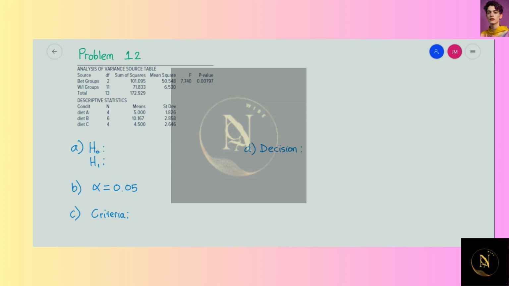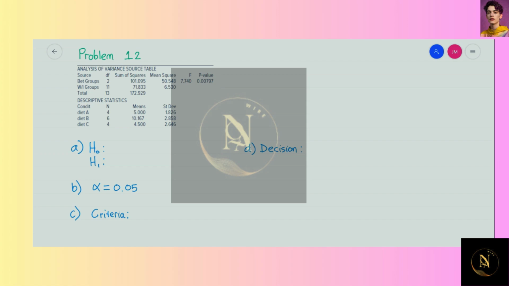In problem 12, we have data on 3 diets that a researcher wants to compare. The researcher wants to see whether there's any difference in weight gains of athletes following one of the 3 special diets. The data shows the weight gain in pounds, and we have a computer printout of the analysis of variance conducted at the 0.05 level of significance.